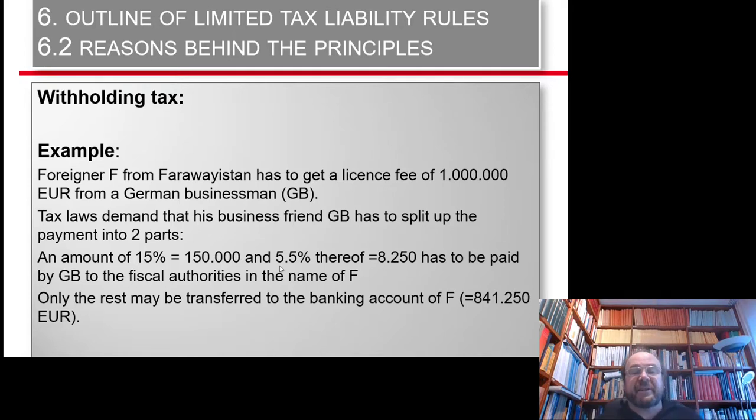For example, Mr. F from Faroestan has to get a license fee of 1 million euro from a German businessman. Now, German tax law demands that the businessman GB has to split up the payment and pay it onto two different bank accounts. An amount of 15%, that is 150,000, and at least during the next times, still 5.5% of that as a so-called solidarity surcharge, 8,250, have to be withheld and have to be paid to the bank account of F with the fiscal authorities, so on his tax liabilities account at the German tax administration. Only the rest has to be paid to the bank account of F.